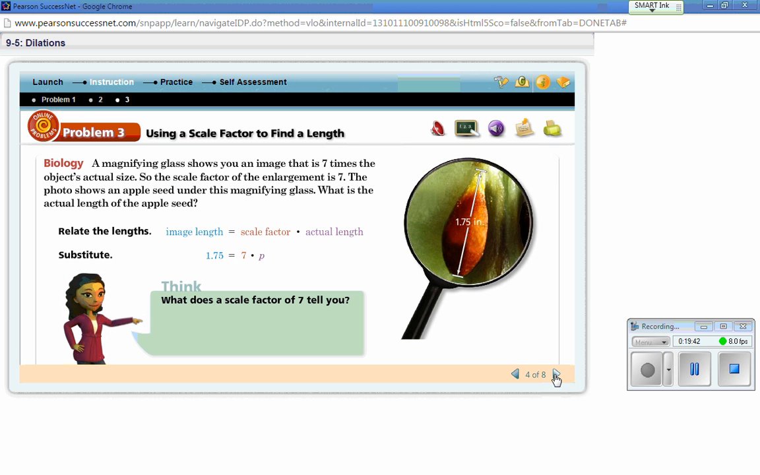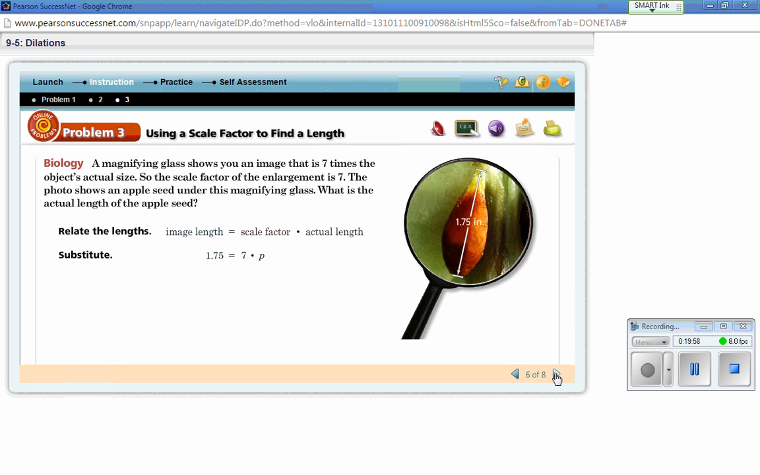What does the scale factor of 7 tell you? A scale factor of 7 tells you that the ratio of the image length to the actual length is 7. Divide each side of the equation by the actual length. We could have figured that out kind of from the beginning, I think. It's a little bit easier than it needs to be for us. The actual length of the apple seed is 25/100ths of an inch, or 1/4 inch.